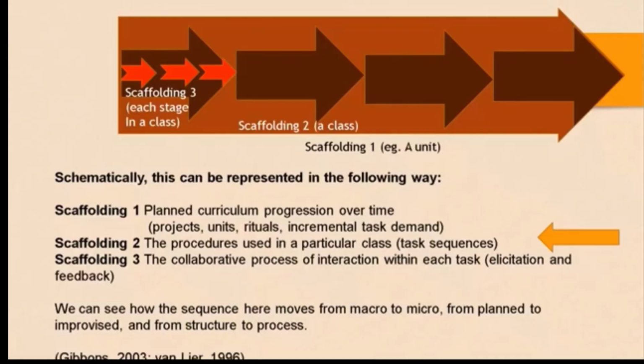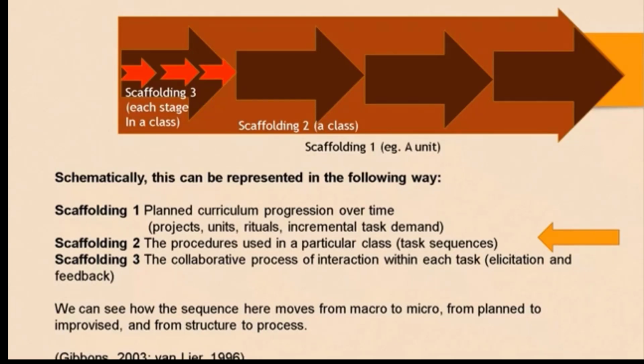In previous lessons, we worked on the role of scaffolding, and we described 3 different levels of scaffolding that we follow as teachers of English. We described scaffolding level 1, which is part of the planning of a whole unit, scaffolding 2, which consists of the procedures used in a particular class, and scaffolding 3, to refer to the interaction in the moment-to-moment communication in class.